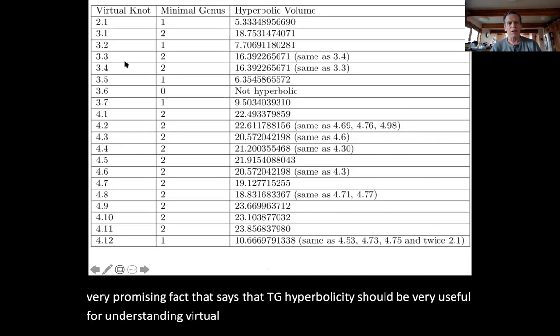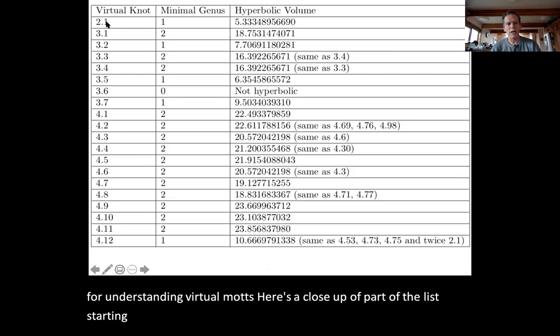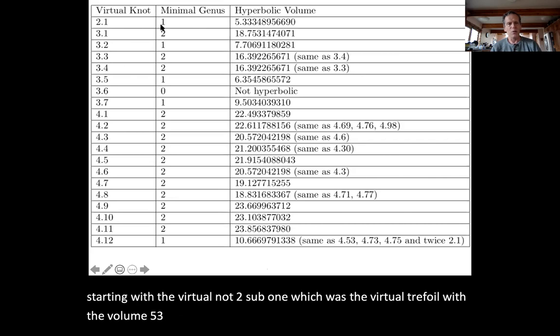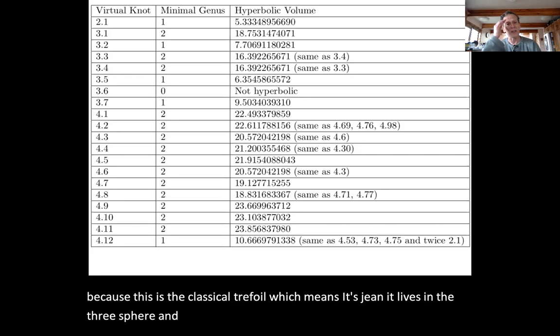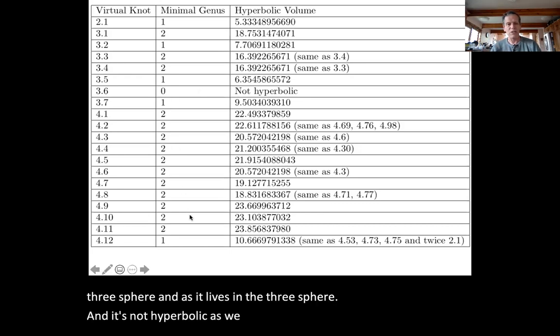Here's a close-up of part of the list, starting with the virtual knot 2 sub 1, which was the virtual trefoil with the volume 5.33349, minimal genus 1. This one says 0. That's because this is the classical trefoil, which means it lives in the 3-sphere, and it's not hyperbolic, as we know. Okay, and then we see these numbers going up.